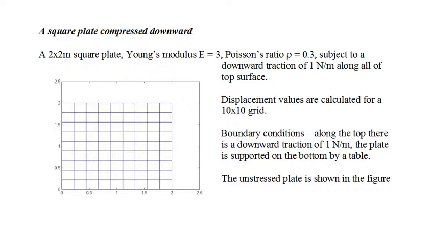We'll start with a 2 by 2 meter square plate compressed downward. The parameters of the material making up the plate are Young's modulus is 3 and Poisson's ratio is 0.3. We will apply a downward traction of 1 Newton per meter all along the top surface of the plate. We'll use a 10 by 10 grid.